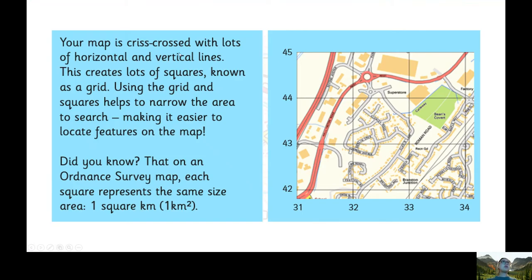Your map is crisscrossed with lots of horizontal and vertical lines. Horizontal lines go from left to right and vertical lines go up and down. This creates lots of squares known as a grid. Using the grid and squares helps to narrow the area to search, making it easier to locate features on the map.